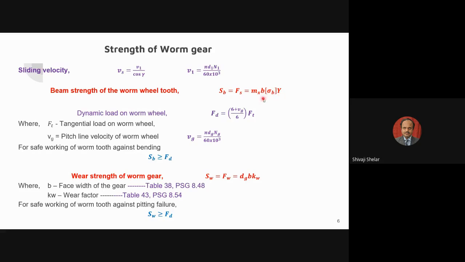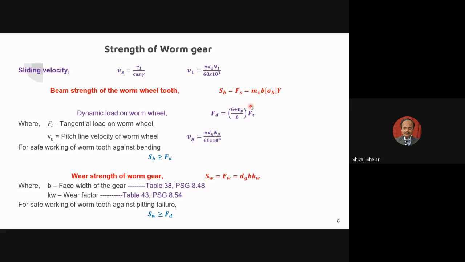So similarly, there is a separate table available for the worm wheel, so you have to follow that. Don't take 10 m. There will be a separate table available here. Then to calculate, we have to apply the dynamic loading condition. You have to apply dynamic load on the worm wheel. So for dynamic load, there is a relation here.